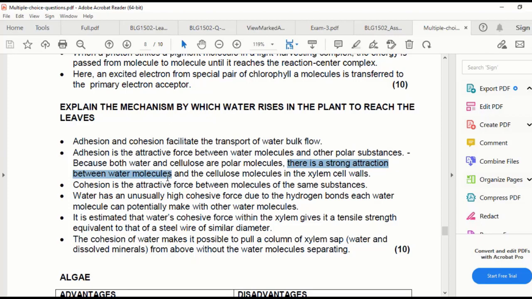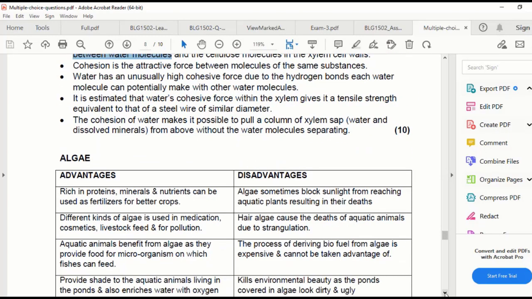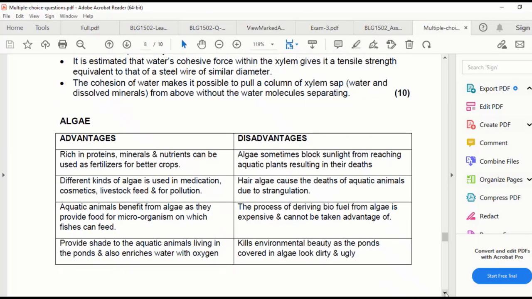Then another question will be on algae. You remember we talked about algae last week? We did the disadvantages and advantages of algae, if you remember. If we can rather go through them again, they are rich in. This is another question which appears somewhere.